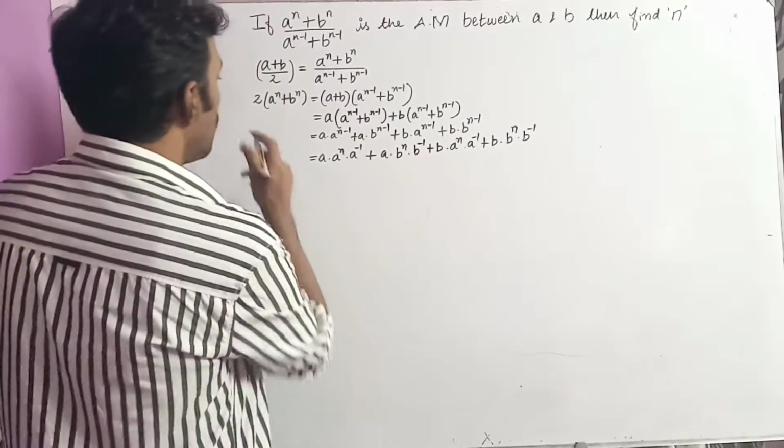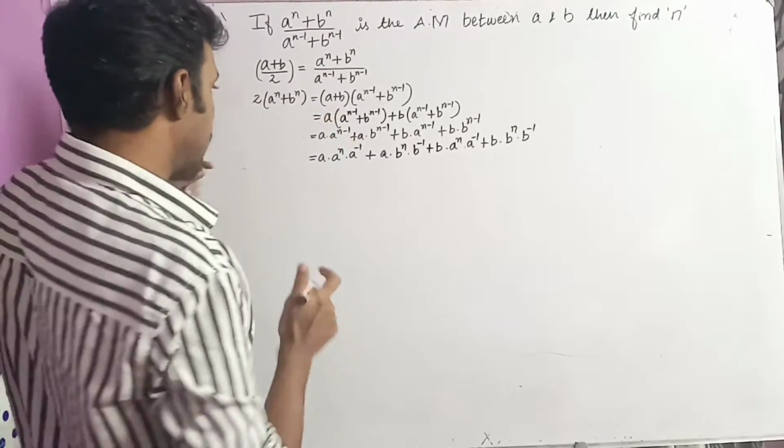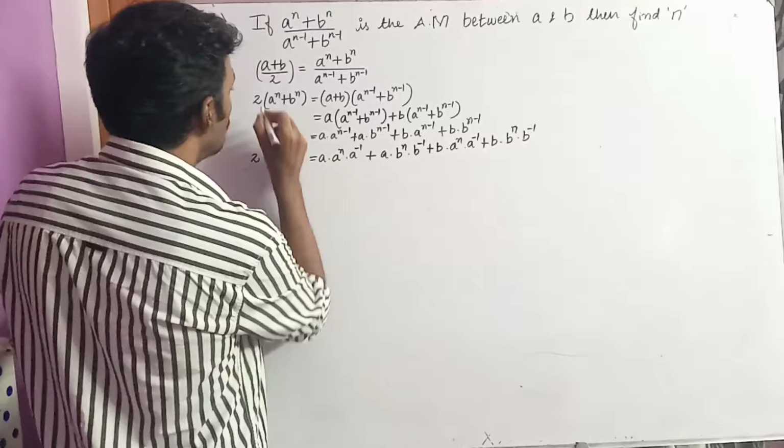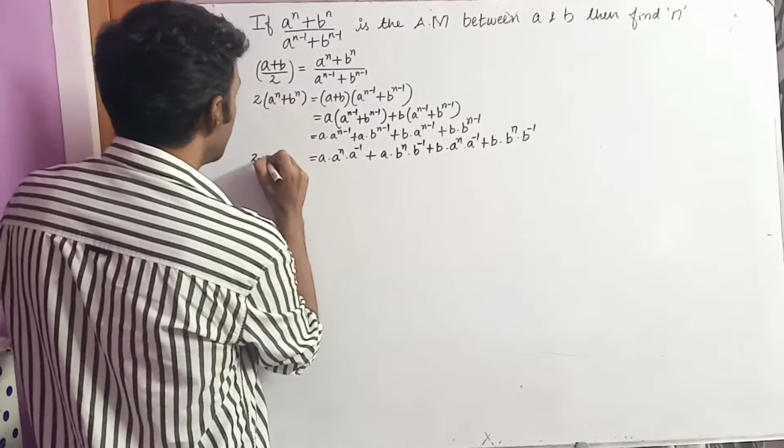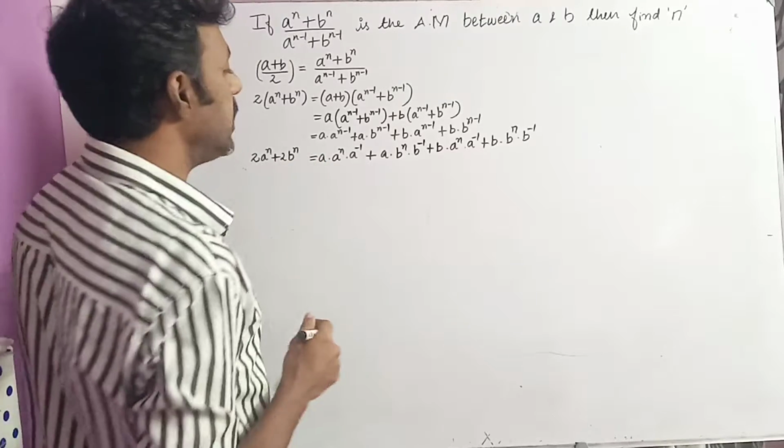So fine. Now here I'm going to multiply 2 with the terms that are present inside the bracket. So that will be 2 into a to the power n plus b to the power n, which is nothing but 2a power n plus 2 into b to the power n. So I'm getting the term.